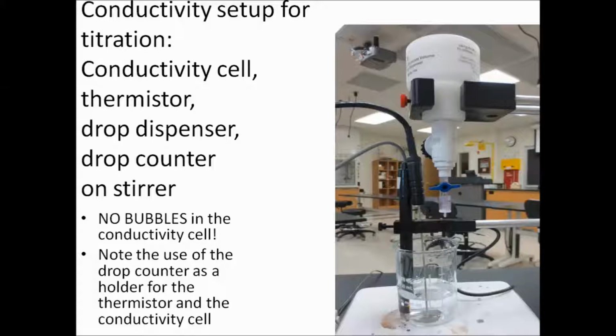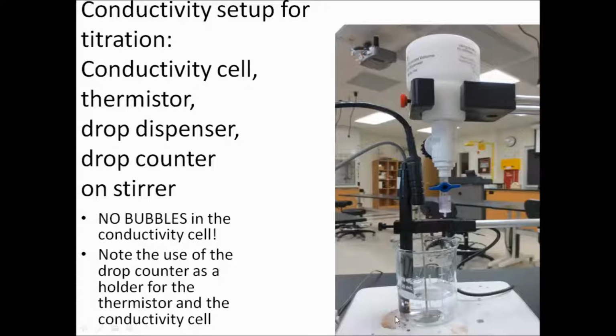Now, previous to setting up this experiment, I went through and adjusted the drop size, the drop rate, using the knob on the drop dispenser so that it was a desirable rate, and I also calibrated the drop size. I know that each drop over the course of the titration will be 0.0350 milliliters.